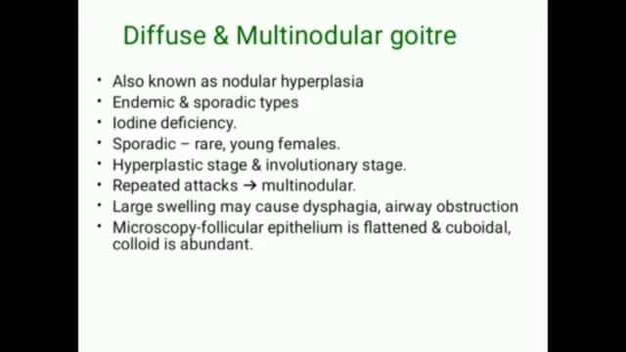So the first one is diffuse and multinodular goiter, which is a type of non-inflammatory, non-neoplastic lesion of thyroid. It is also called nodular hyperplasia. It will be of two types, endemic and sporadic, and it is mostly due to iodine deficiency. If it is sporadic, they are rare. Endemic means in a particular mountainous area where the iodine level is low, the chance of goiter is more.